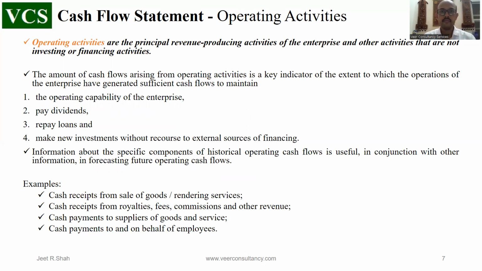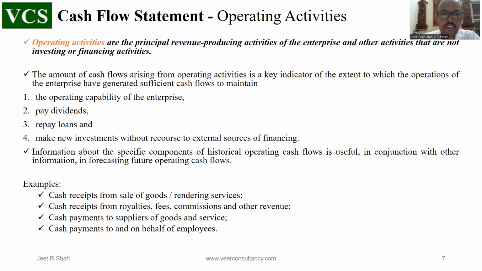So the more operating cash flows you have, it means what? You're going to use this for your day-to-day operations. That cash will be used to pay the dividends to the shareholders. That has to be used to repay the loans, and also it should be such that you should be able to grow your company without getting too much dependent on the external sources of financing.